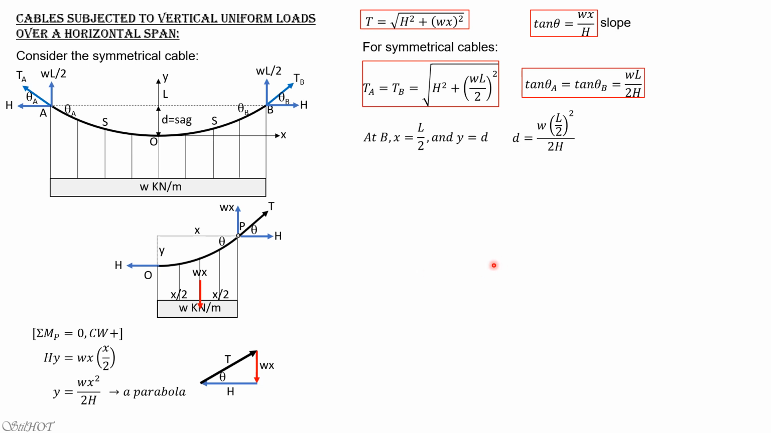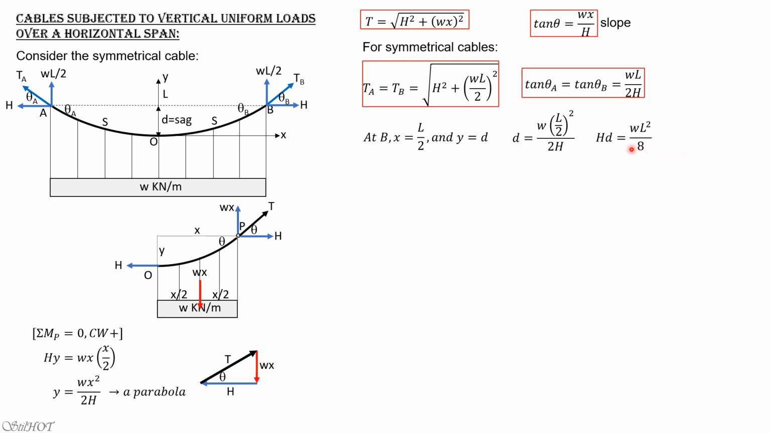So that's why we have HD equals WL squared over 8. If you're going to interpret this result, remember the general cable theorem. If we imagine a beam here loaded with this uniform load, remember that the maximum moment occurs at the center of the beam, and it is equal to WL squared over 8. And actually, this is the application of the general cable theorem.